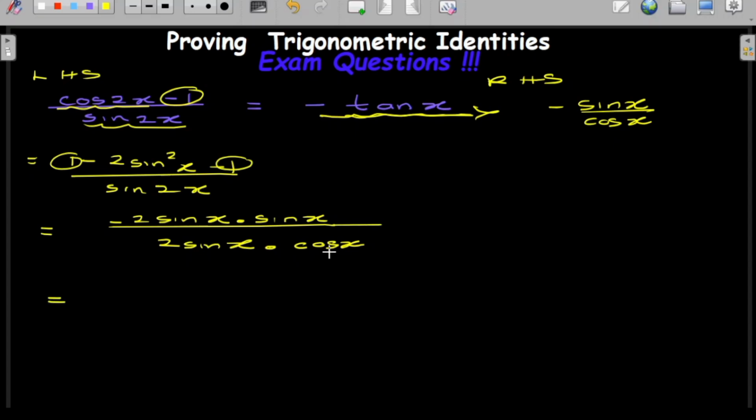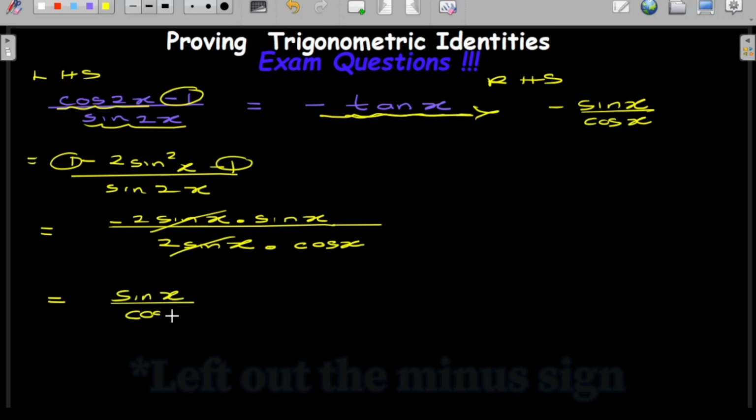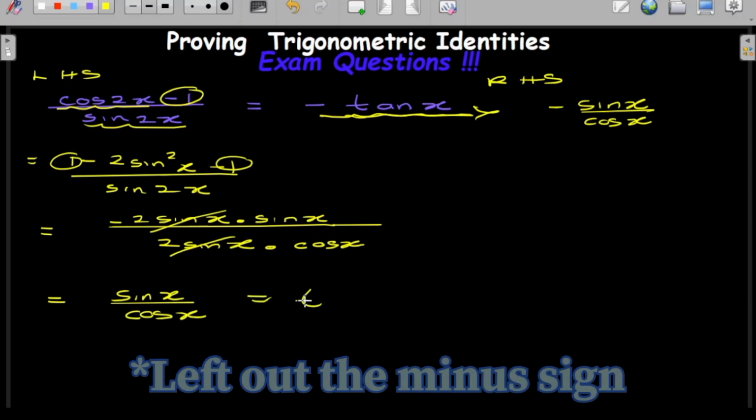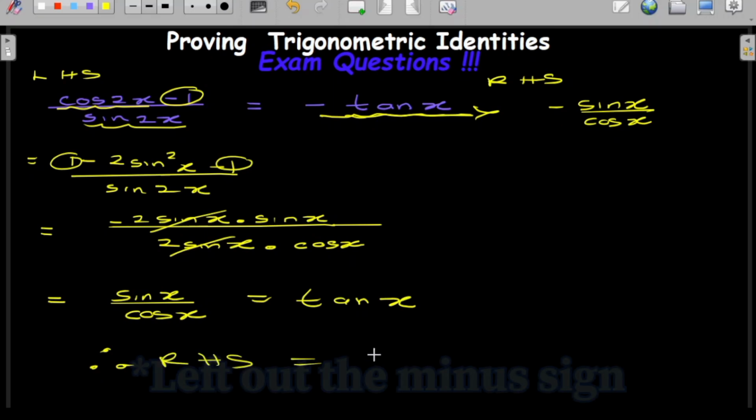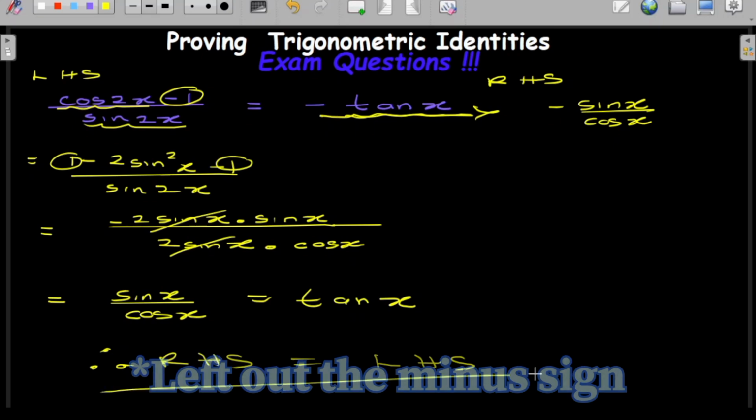So the sin and the sin should cancel, right? So now the 2 sin and the 2 sin will cancel, and we'll have sin x over cos x, and that will be equal to tan x. Therefore we've proved that the left hand side is equal to the right hand side. So this one, guys, was an easy 4 marks.